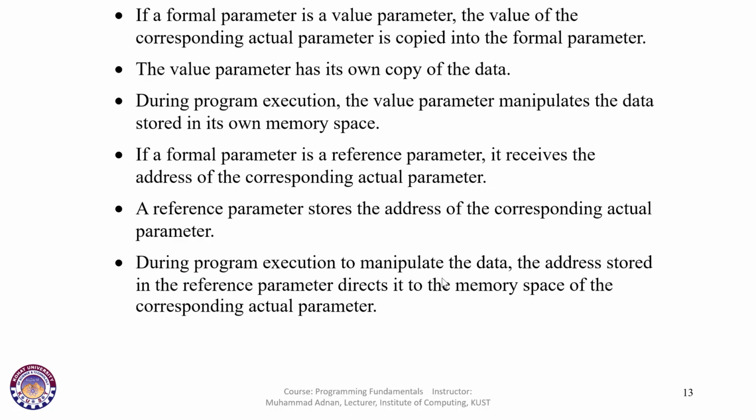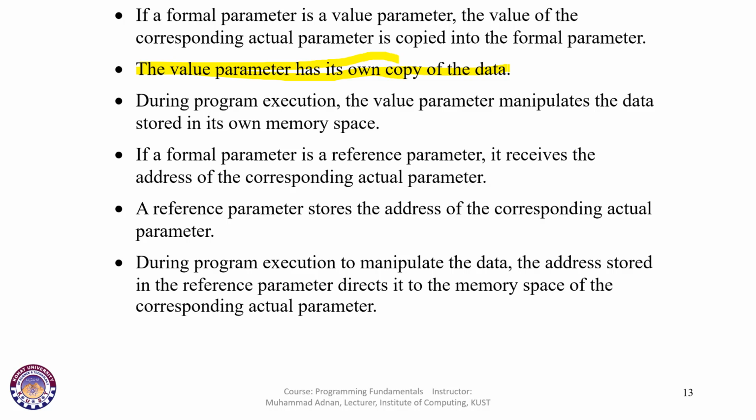If a formal parameter is a value parameter, the value of the corresponding actual parameter is copied into the formal parameter. The value parameter has its own copy of the data. This is important. The value parameter has its own copy. So these two copies are independent. Changing one will not change the other copy. During program execution, the value parameter manipulates the data stored in its own memory space.